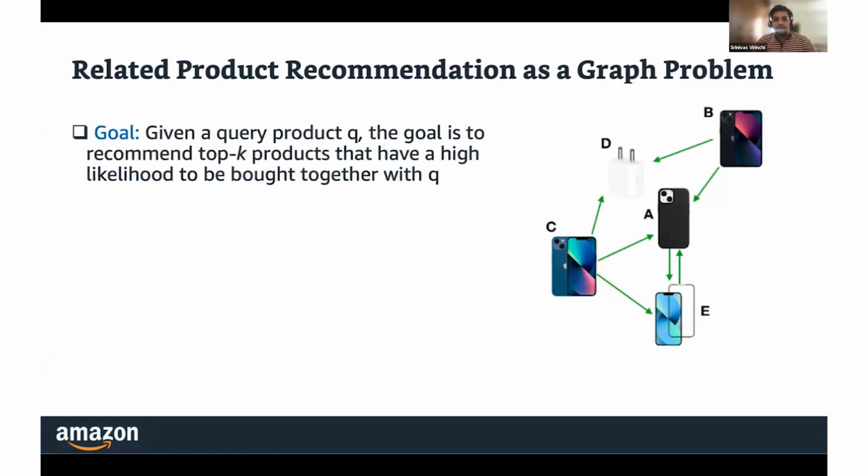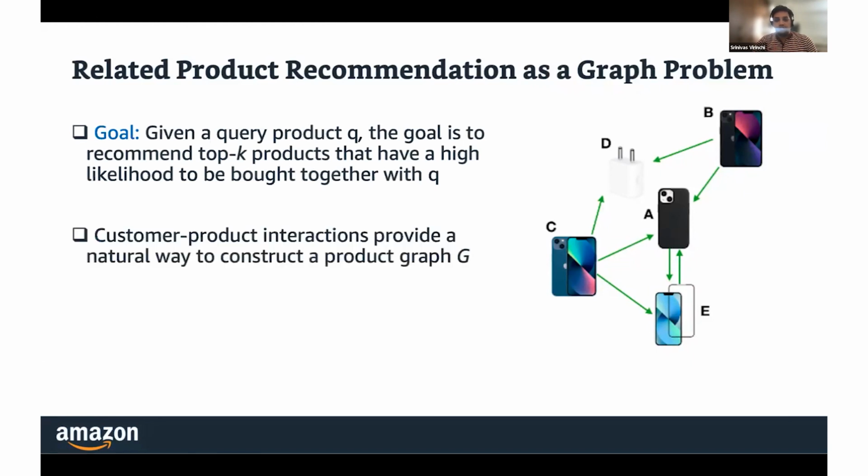The challenge here is that we would like to ensure that the directionality of the data, shown in green, the edges, is preserved during the learning phase, right? So how do we get this data? Customer interactions provide options for us to create this multimodal data.